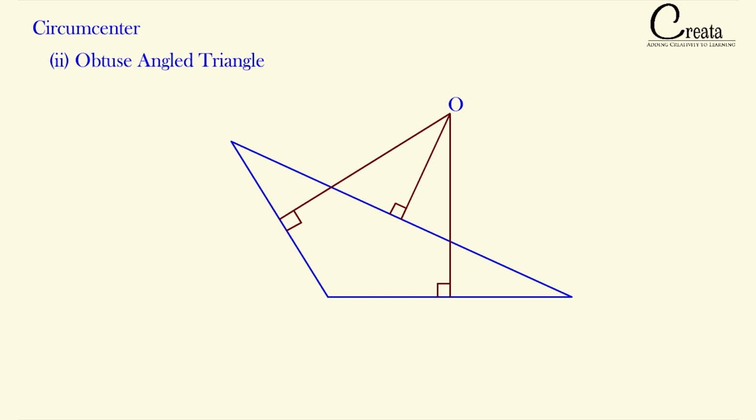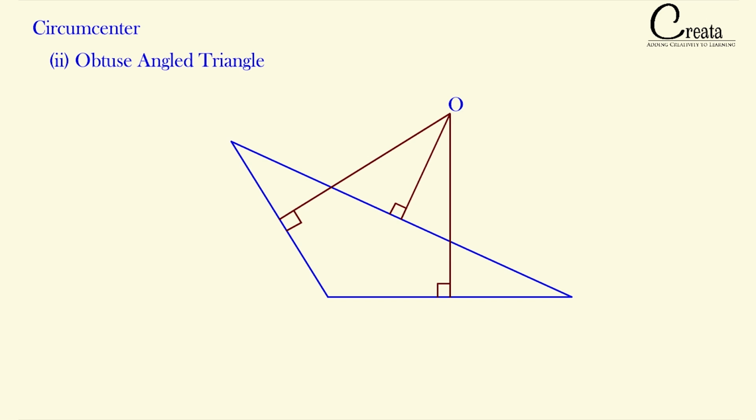So we can say it is possible to have the circumcenter inside as well as outside the triangle. Got it? You can take any random obtuse angle triangle. The circumcenter will always be outside the triangle. Got it?